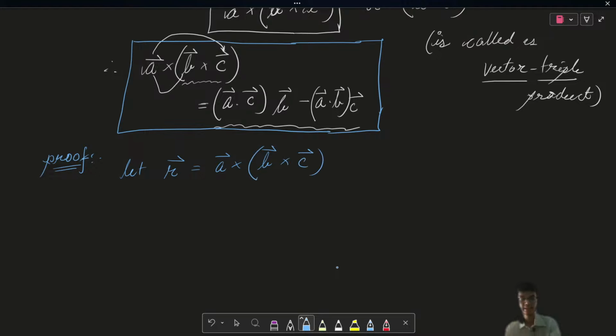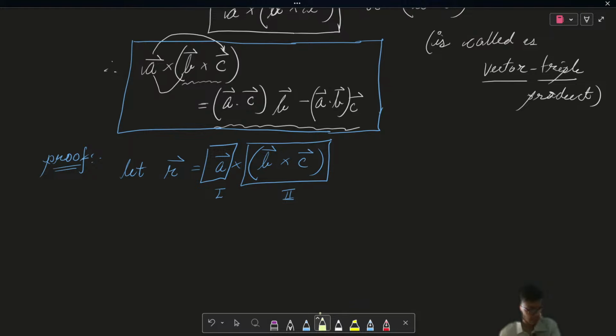Now I said that the result of this vector triple product is basically going to be a vector. So let's assume the R vector is the result of this vector triple product. What you observe over here is that it is a cross product. So if I consider this as another vector, and this as the A vector, I can see that it is just a cross product of two different vectors, right?